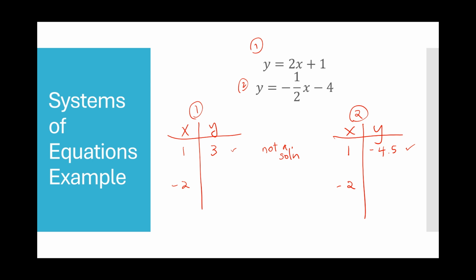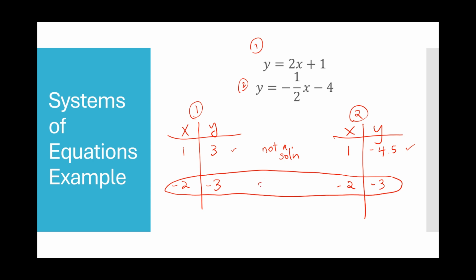So when I plug in negative 2 to the top equation, I have 2 times negative 2 is negative 4, plus 1 is negative 3. I'm going to do the same thing in the second equation. I'm going to plug in negative 2. When I do that, negative 1/2 times negative 2 gives me 1. 1 minus 4 is negative 3. So these are the same point in both equations. This is a solution to the system.